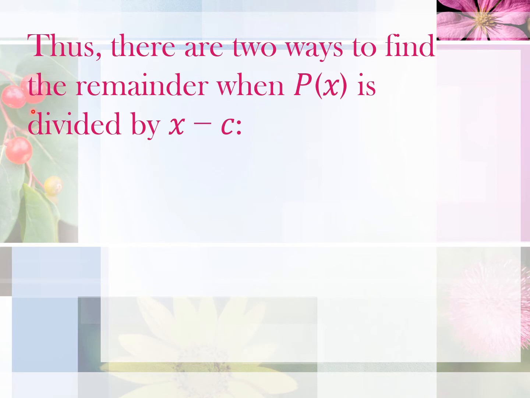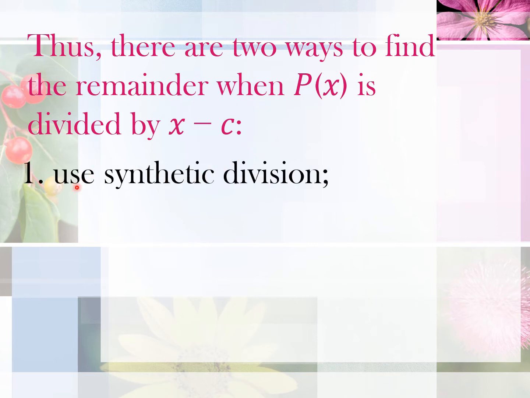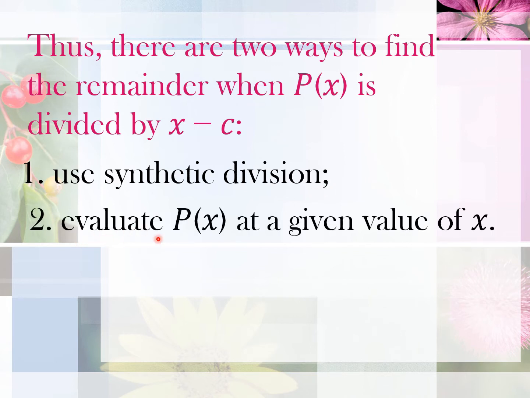Thus, there are two ways to find the remainder when p of x is divided by x minus c. So, meron daw tayong two ways para ma-solve yung ating remainder. First is using synthetic division. Sa synthetic division, yung pinaka-last digit or yung last coefficient sa third row, yun yung ating remainder. Another one is to evaluate p of x at a given value of x. So, kukunin mo muna yung additive inverse ng x minus c, yun yung isa-substitute mo sa value ng x para makuha mo yung remainder ng isang p of x.